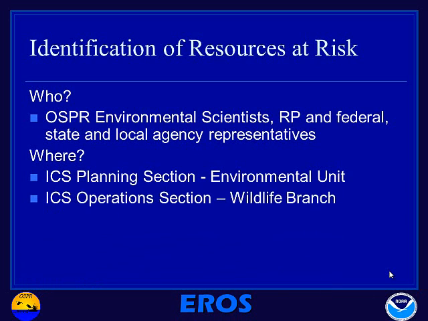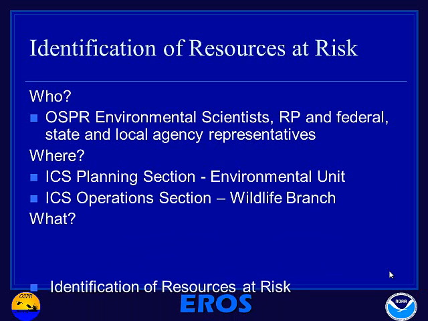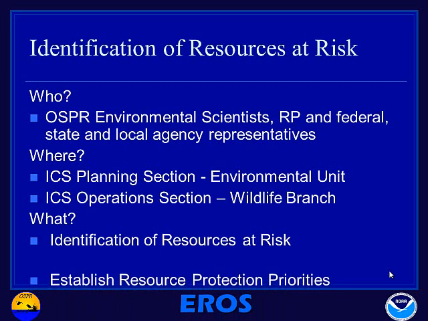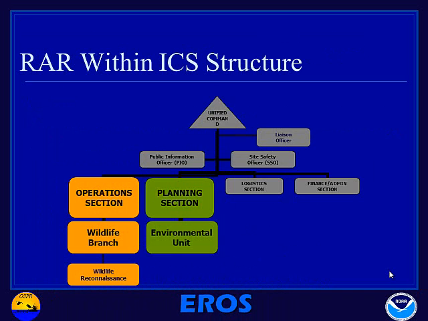Also important is the wildlife branch for resource at risk, who provide on-the-ground reconnaissance, which is very valuable. I'll talk about that in a little bit. And then their role is to identify the resource at risk and establish resource protection priorities. So here's an example of the ICS structure. We've got the planning section and environmental unit, we'd be right down here, and then operations section, the wildlife branch is going to be on the ground.